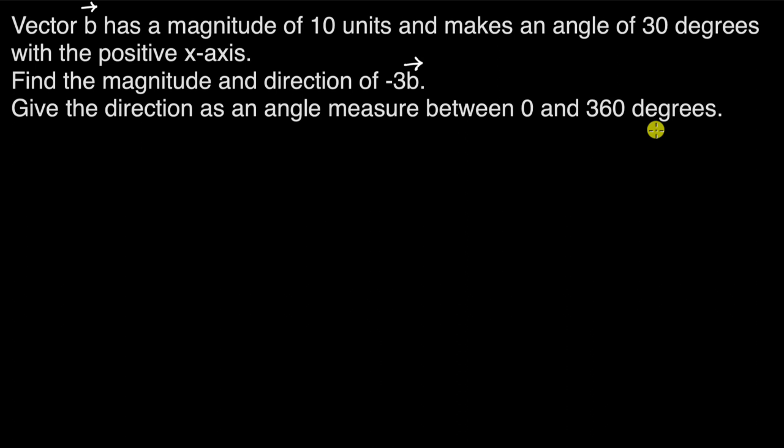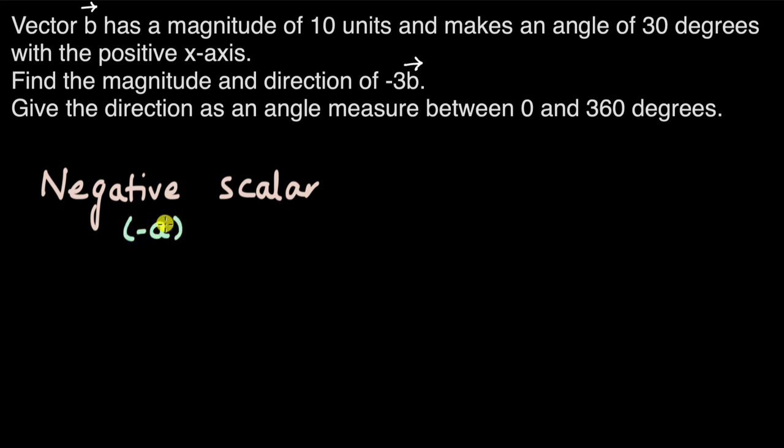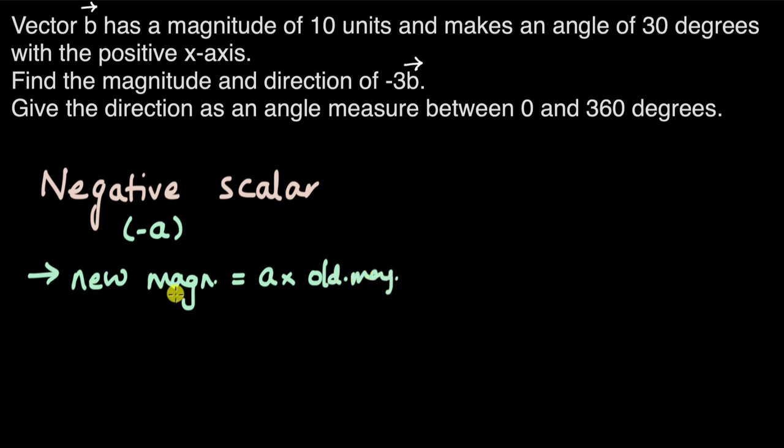Okay, hopefully you have given this a shot. Now let's try and think about what happens to a vector when you multiply it with a scalar. And over here we are multiplying it with a negative scalar. So let's say a negative scalar is, generally we can say, minus a. When we multiply any vector with minus a, it could be minus 1, minus 2, minus 3. Here we have minus 3. What happens to the magnitude? The new magnitude of the vector is a times the old magnitude. So the length of the new vector will be a times the length of the old vector.